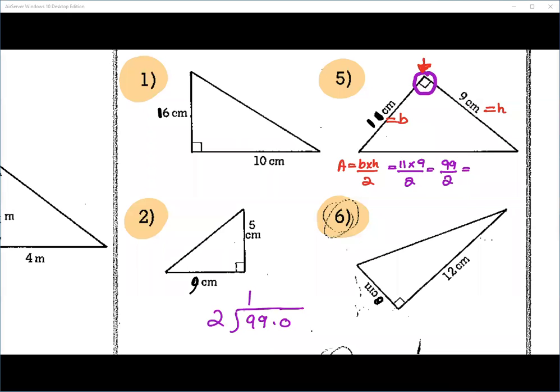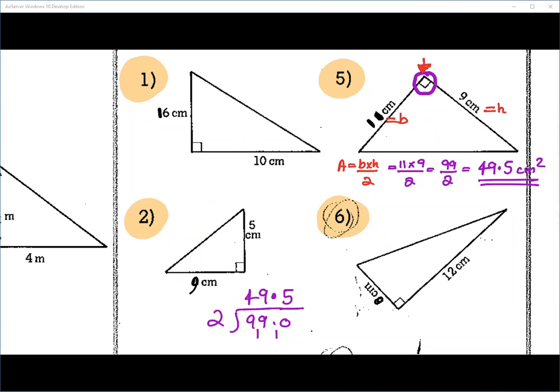So 2 goes into 9 how many times? 4, remainder 1. How many 2s in 19? 9, remainder 1. So the answer is? 49.5. So don't feel scared to do the calculation and get a decimal answer. Don't get worried, it's not wrong at all. There you go, there's the answer for number 5.